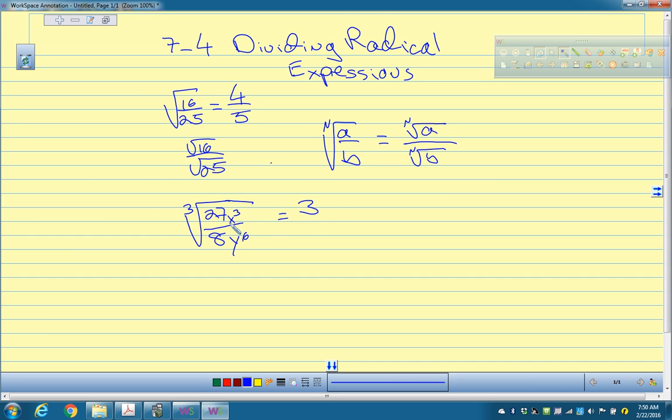What perfect cube is in x cubed? X. What perfect cube is in 8? 2. And what perfect cube is in y to the 6? What should go down here? Y to the what? Y to the second, because there's 2 y cubes in y to the 6. You get that? Right.